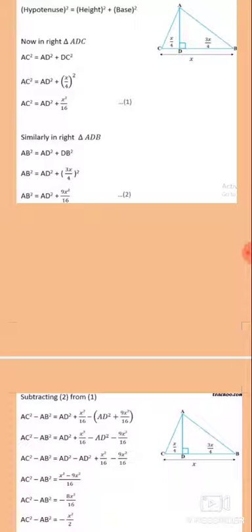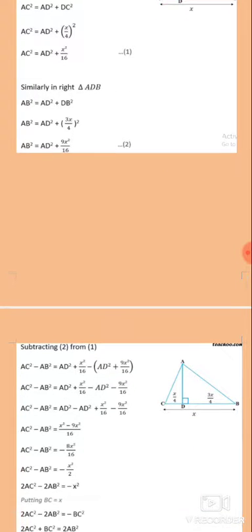Subtracting equation number 2 from equation number 1. AC square minus AB square is equal to AD square plus X square by 16 minus, AD square plus 9X square by 16. That bracket is important one since the sign is what? Negative there. Now AC square minus AB square is equal to what?